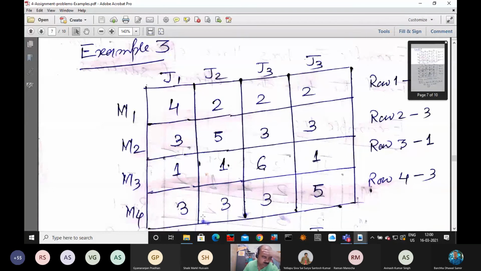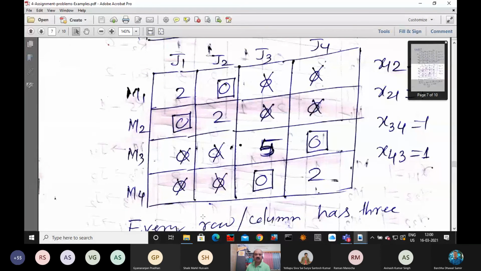But the minimum cost, when you say alternate optimal solution, the decision variable values are different, but the objective function value is the same. So this is another problem, example 3. In this example 3, there are 4 jobs and 4 machines. See, there are all positive elements. So we subtract the minimum value from the first row, second row, third row, and fourth row, and find the reduced matrix.